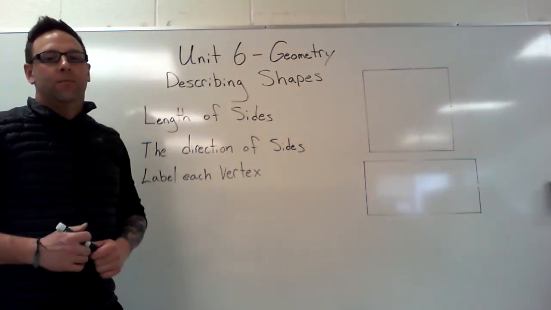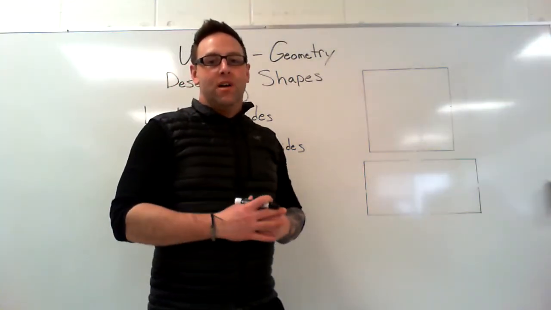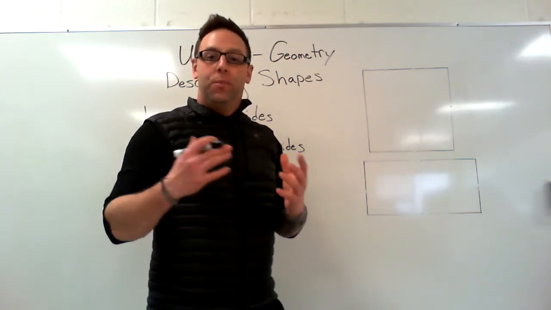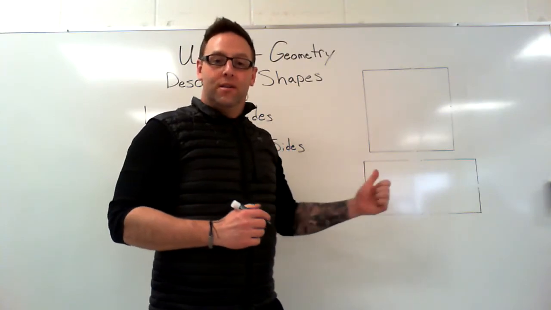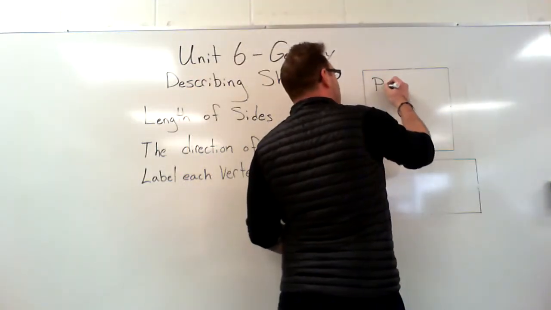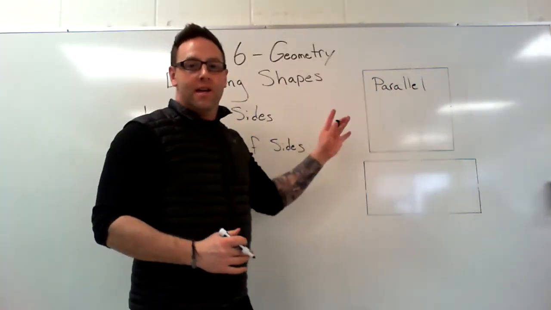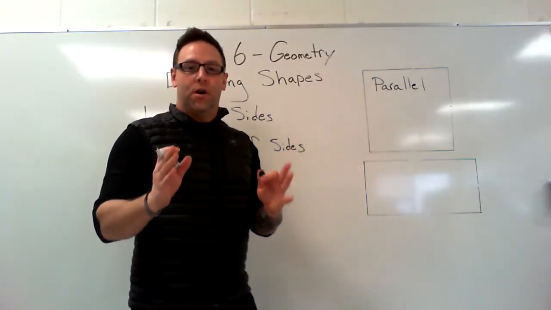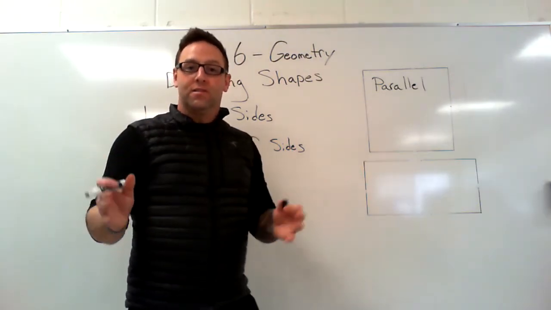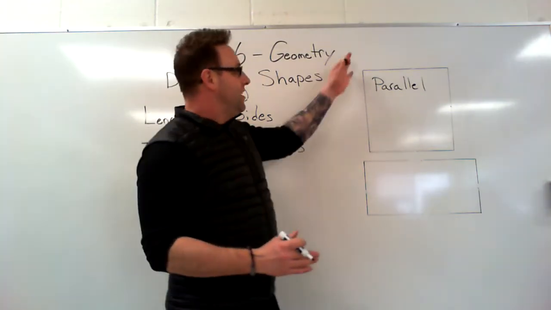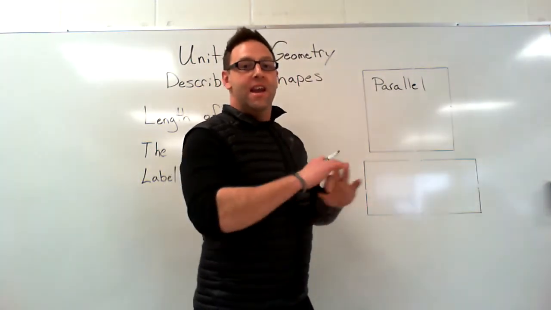Okay, let's talk about the direction of sides. What that means is, are there any sides of this shape that are parallel? Or what are the directions that the lines are running in? Parallel means that the lines are always the same distance apart and they never meet. If you want to think of a good example, think of railroad tracks or the edges of a desk. If this side and this side are going in the same direction, they never touch.